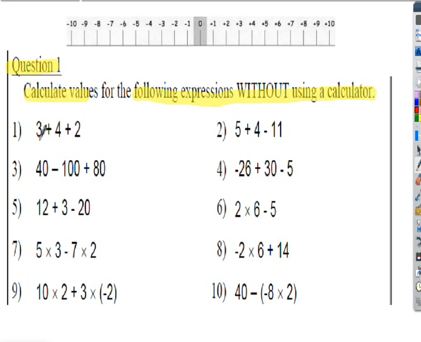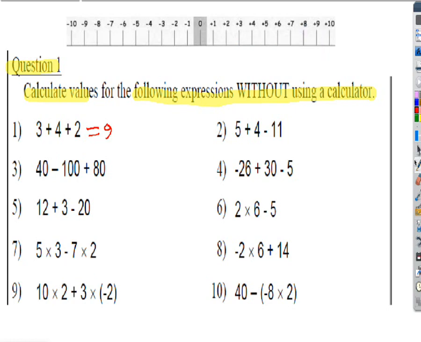Question 1, we've got 3 added to 4 added to 2. You can clearly see that's going to be 9. Think of that on a number line. We're starting at the number 3 and we're adding 4. So 1, 2, 3, 4. And then we're adding 2. So that's how we get the 9.